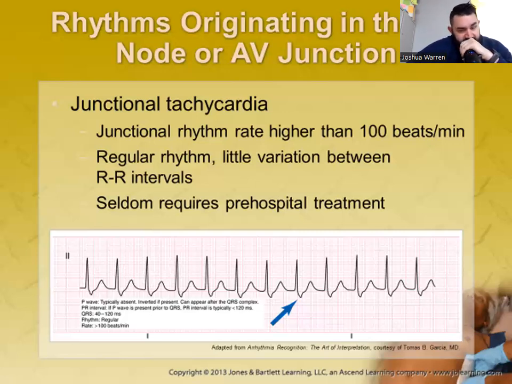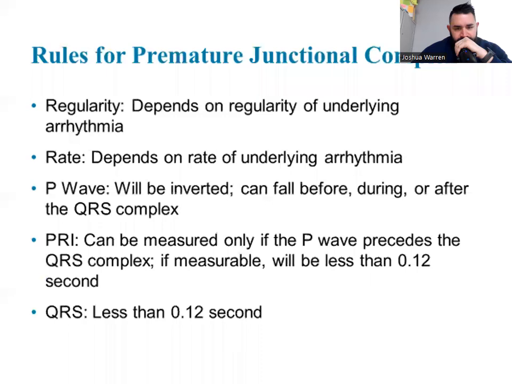But again, we can identify a PAC by it being an early complex that throws the regularity of the rhythm off, and it has a different-looking P wave. Now, what about a PJC, a premature junctional complex? What do you think that looks like? Well, it again is a single ectopic beat, not an underlying rhythm. It will also be a premature beat that arrives early, and that beat will have a missing or inverted P. What would that look like? You want to see?